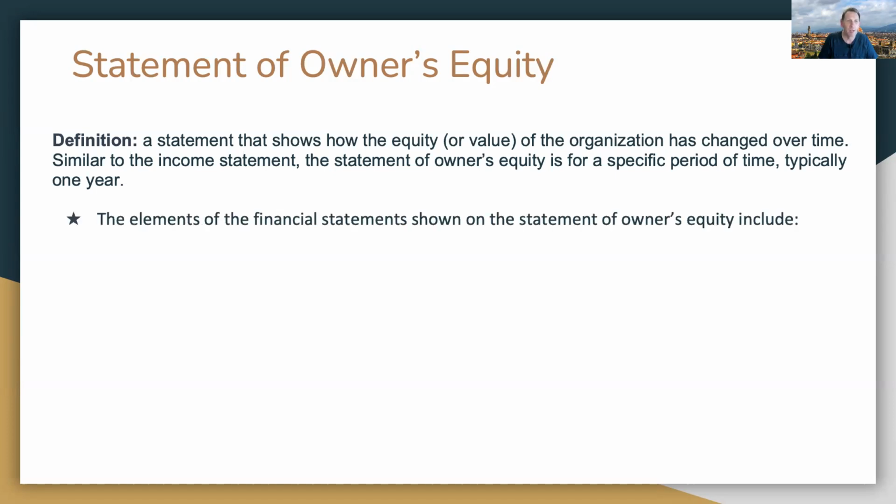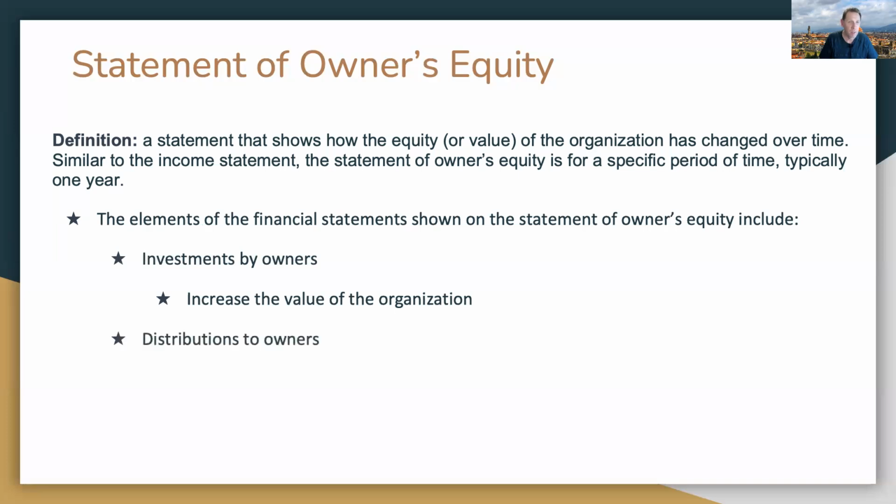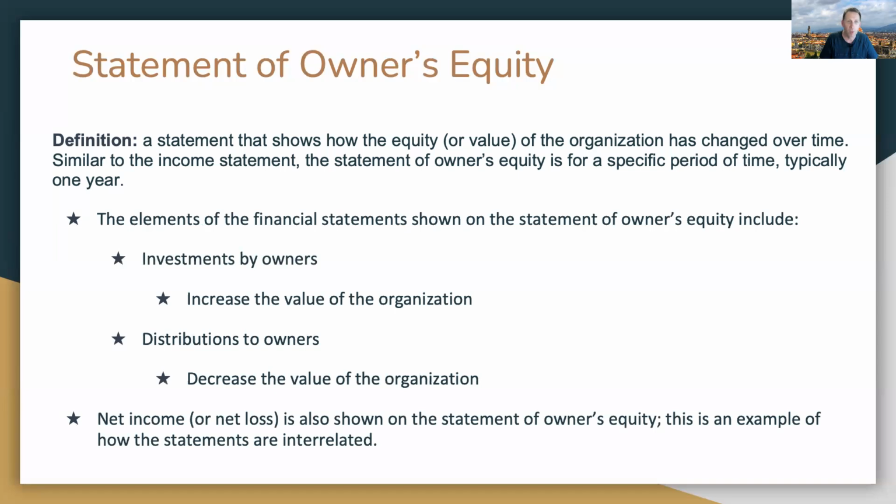Now, the elements of the financial statements shown on a statement of owner's equity include investments by the owners. This increases the value of the organization. It also shows the distribution to owners. This shows the decrease of the value of the organization. Net income or net loss is also shown on the statement of owner's equity. This is an example of how the statements are interrelated.